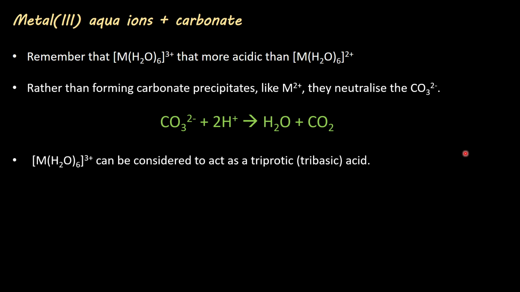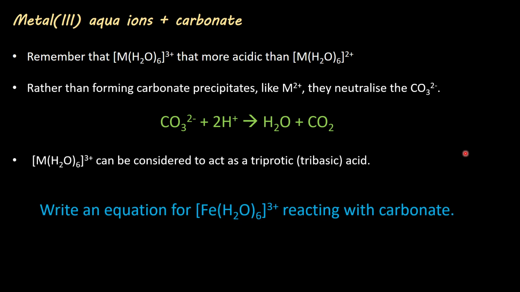Metal 3 hexaaqua, you can consider it to be like a triprotic acid, a bit like H3PO4 then, only it's not phosphoric acid, it's aluminium or iron 3 hexaaqua. But you can consider it as an acid that's capable of donating 3 H+ to a base, or 2 bases. Carbonate is dibasic, it will accept 2 H+, so there's a bit of a 2 H+, 3 H+ thing to deal with here.